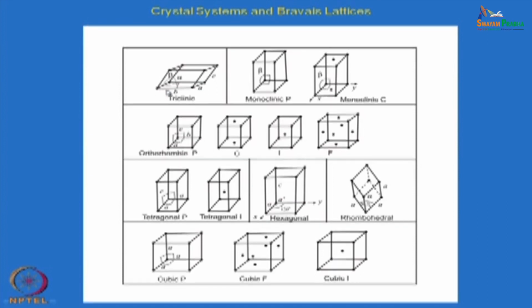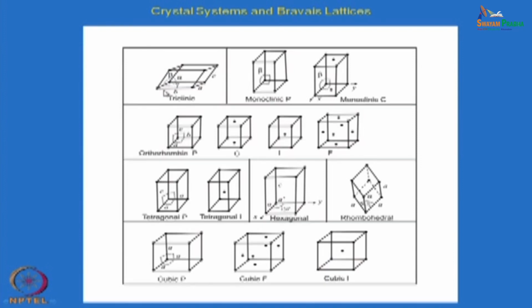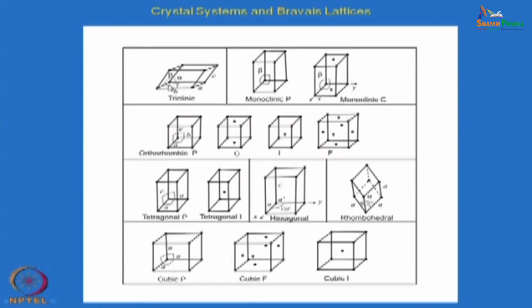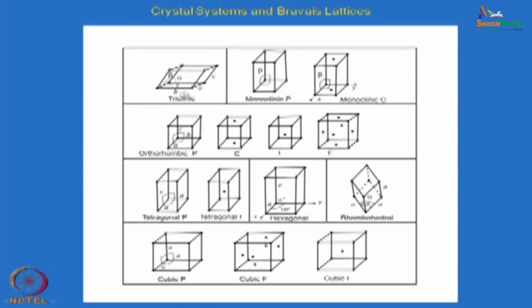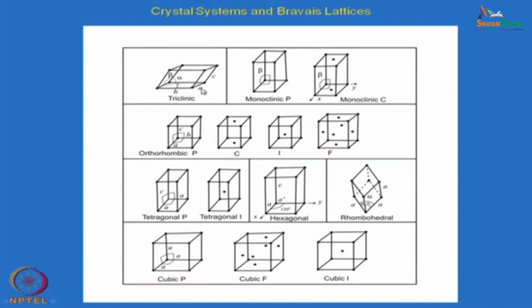Okay. So, these are the axes, you can see this is the A axis, this is the B axis and this is the C axis. So, alpha is the angle between B and C, beta is the angle between A and C, and gamma is the angle between A and B. Okay. So, these are the A, B, C axes, and alpha, beta, gamma are the angles between them.